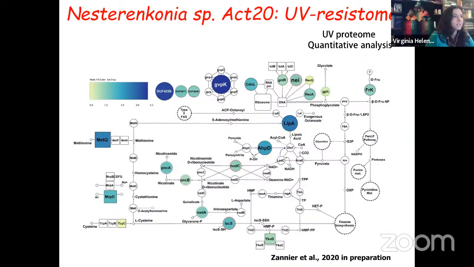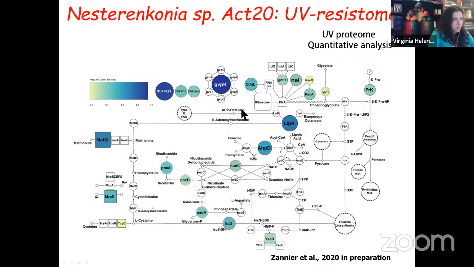And what we are trying to do is to integrate all these proteins in a system like this that will be the UV proteome. So this is in the condition of UV, trying to integrate the 14 proteins that I showed you before. In this chart, the higher the blue, the higher the upregulation, and the bigger the size of the circle, the higher the value of this protein.